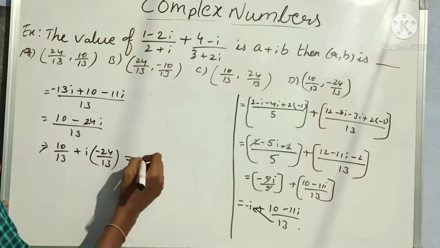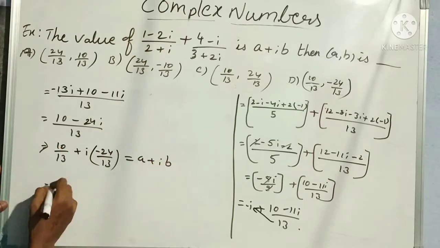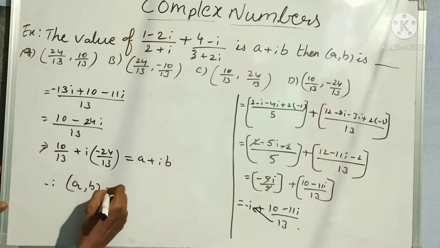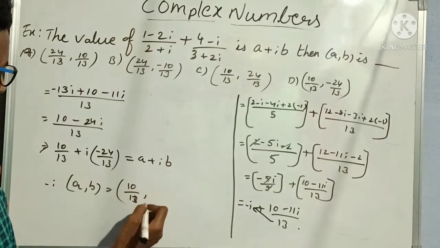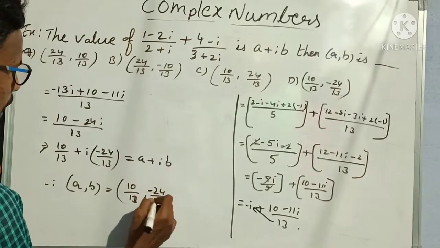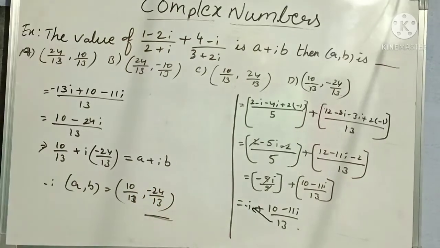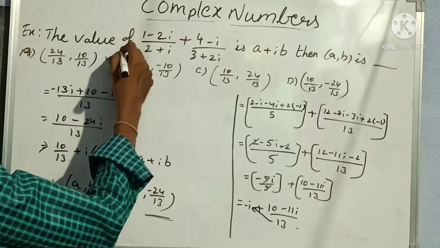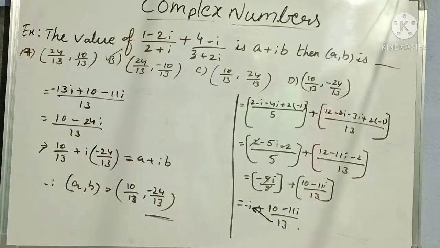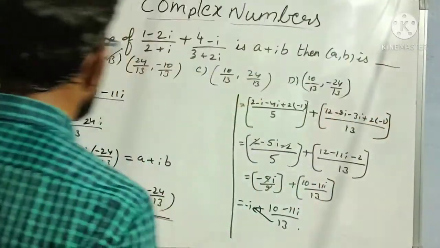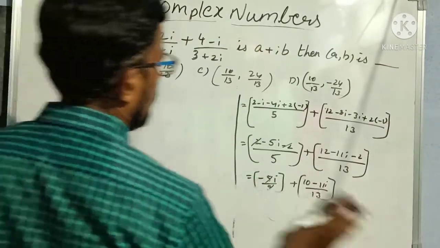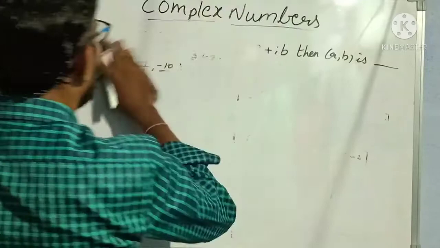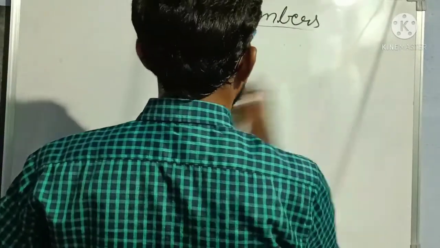So this equals a plus ib. Therefore a comma b is equal to, a value is 10 by 13 comma b value is minus 24 by 13. This is how you have to do the problem. So option B. Okay, so let us see one more problem, last but not least. One more problem and let us wind up for today.